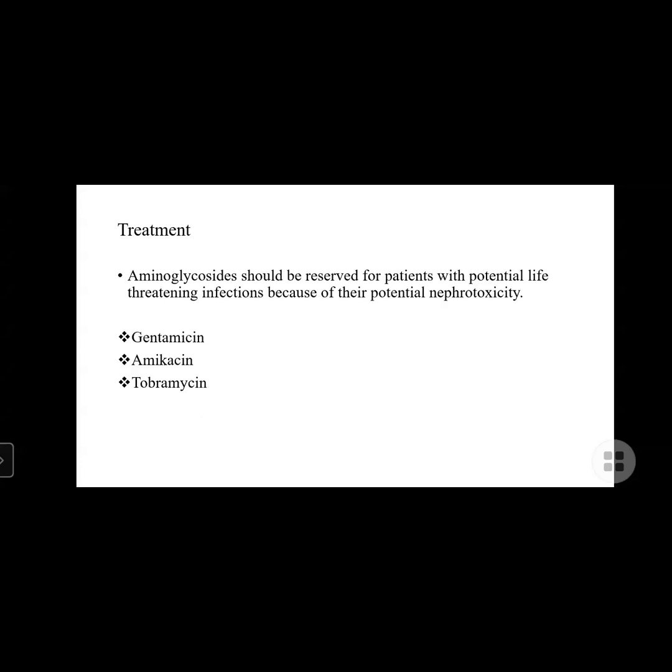Another potent group of medications that can be given are the aminoglycosides, which include gentamicin, amikacin, and tobramycin. But these aminoglycosides are usually reserved for those with life-threatening infections because of their potential nephrotoxicity.